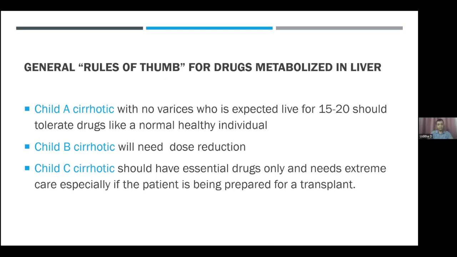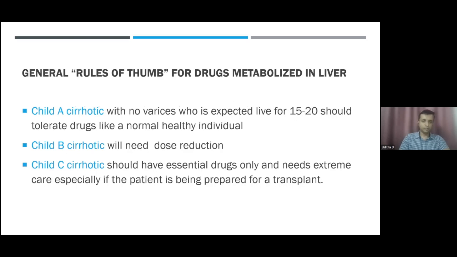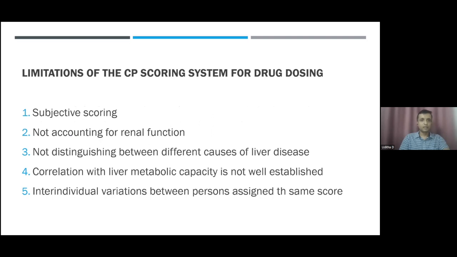Whereas the Child B cirrhotic is more of a gray area. It's somewhere between A and C, but then you need to define some method to achieve a dose reduction or to define a proper dose. However, when you take this Child-Pugh scoring, there are limitations to it when you use it alone as a system for drug dosage.